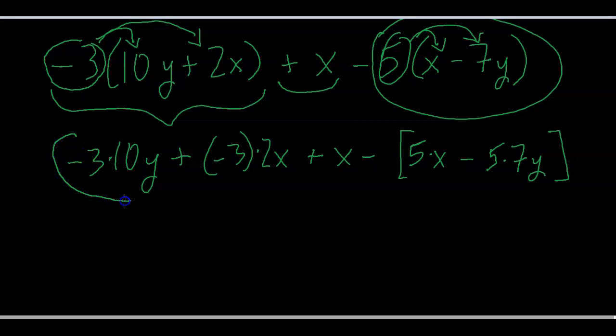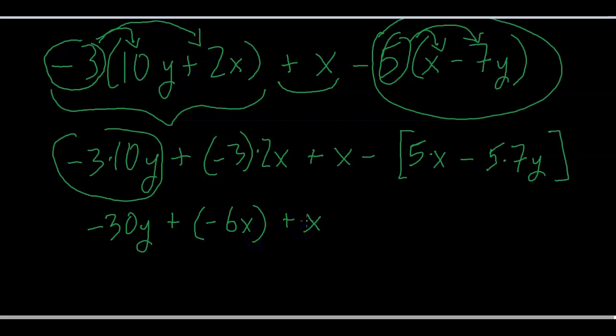All right, we got our first term here. -3 times 10y is going to be -30y plus -3 times 2x is going to be plus -6x plus just 1x, so just plus x, and then minus these terms. So let's just simplify these terms real quick.